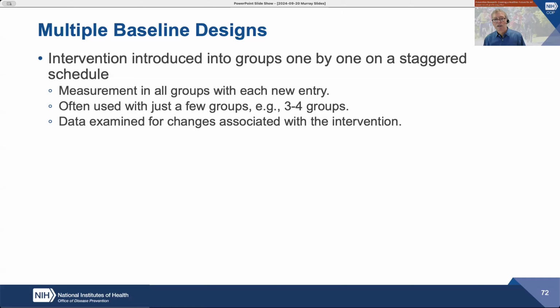And you look at the data and hope that the changes that you see in the outcome are consistent with the way that you've introduced the intervention. There's not a good statistical analysis for this design. The interpretation of the data is based on logic and what the pictures look like, rather than statistical analysis. But if you get the right kind of pattern, it can be fairly convincing.